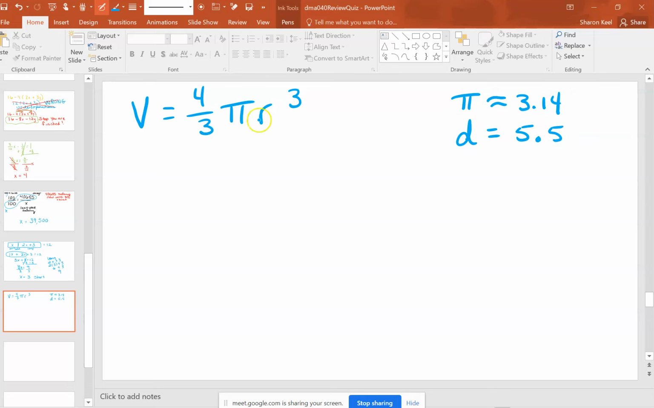So the first thing is my formula calls for the radius. What they gave me was the diameter. Remember, the diameter is the distance all the way across. The radius would be diameter divided by 2. It will be half of it. So we're going to take 5.5 divided by 2 to get the radius.